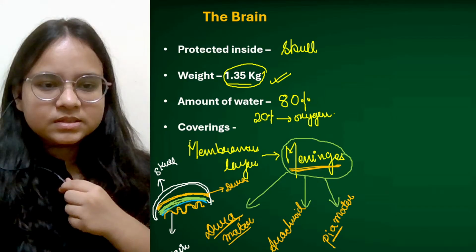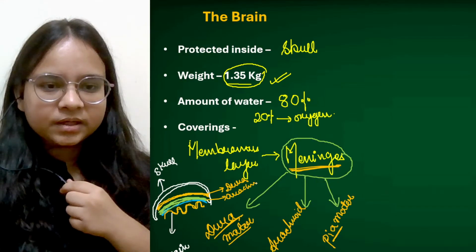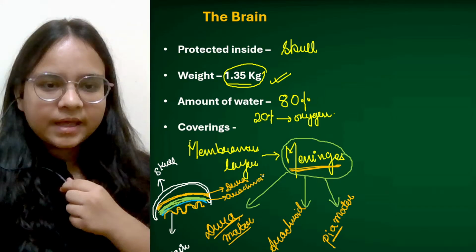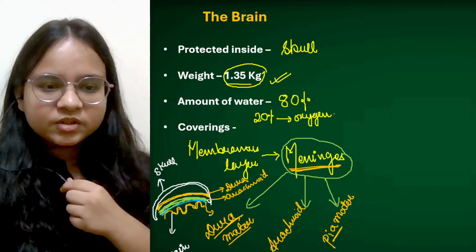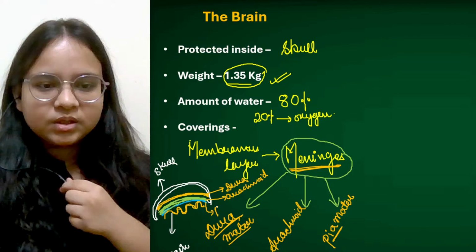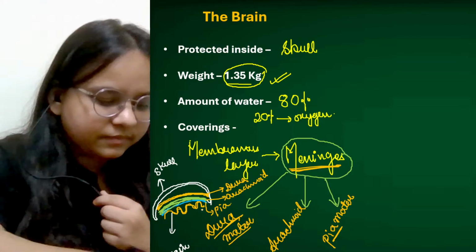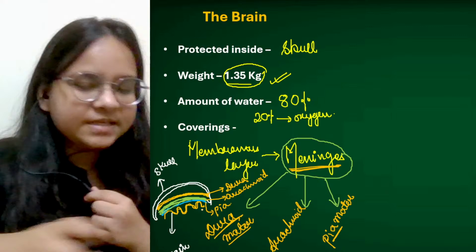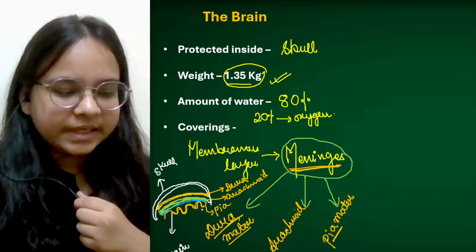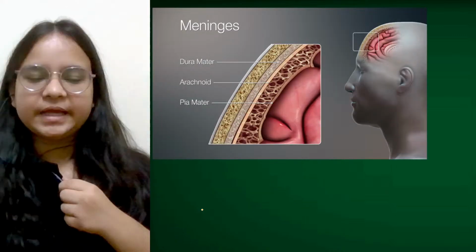This middle one will be the arachnoid, and the innermost layer, which is in contact with the brain tissue, will be called the pia mater. Fine. Now let's move to the next slide.